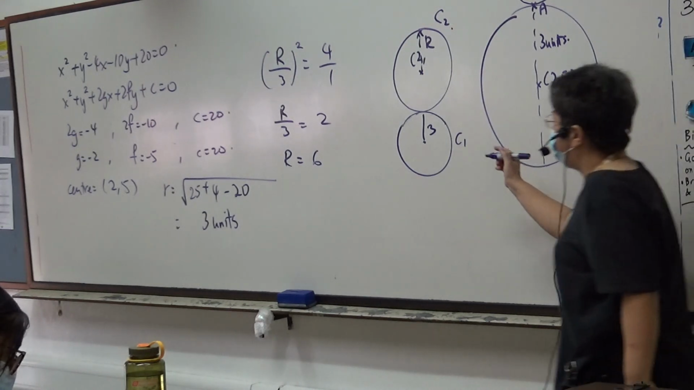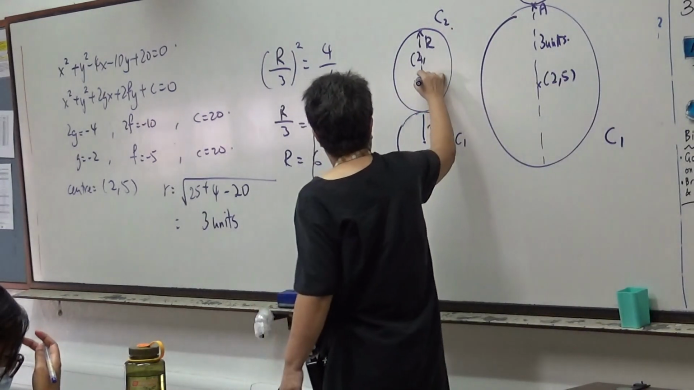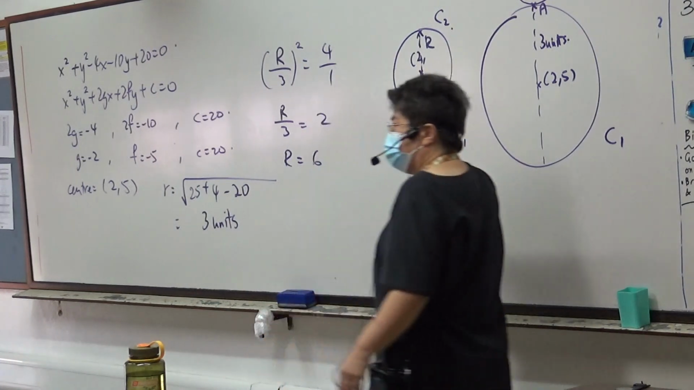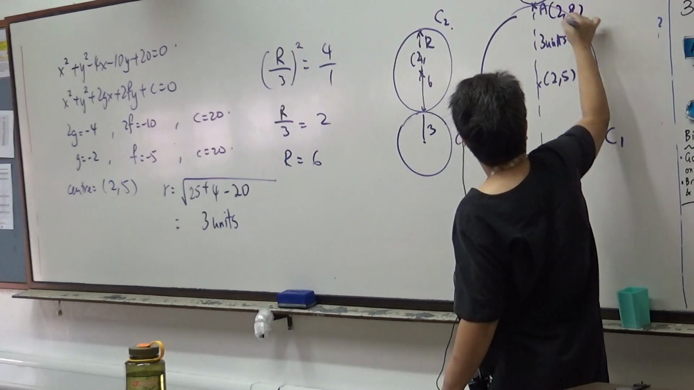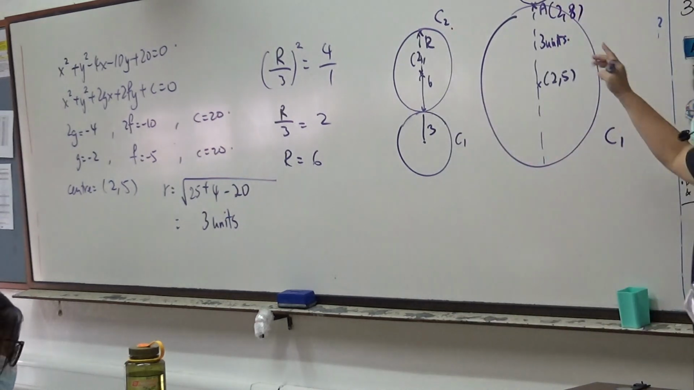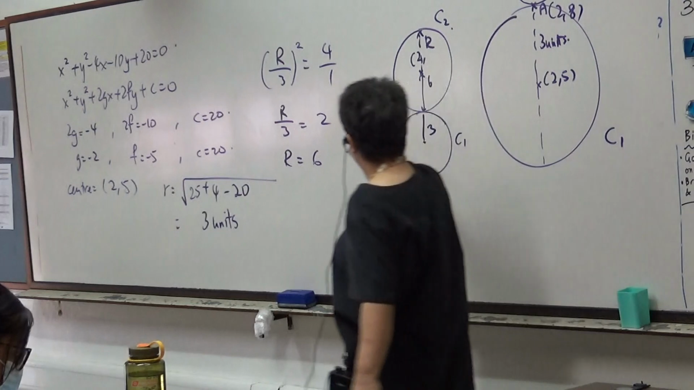Okay. So if this is 6 units, right? A is what? Just now we found 2, 8, right? Okay. 6 units above it. So what is the center of C2?